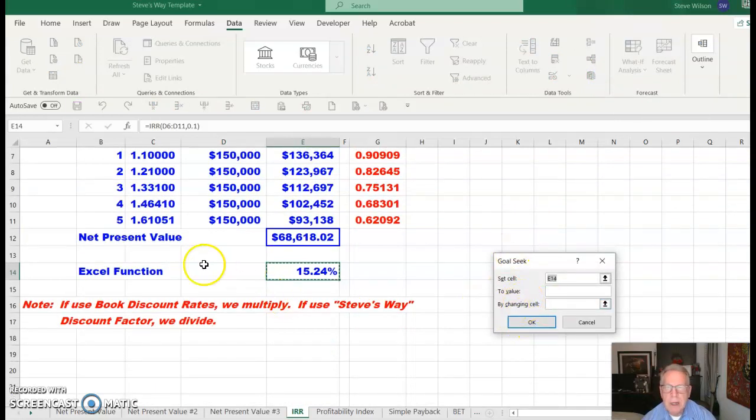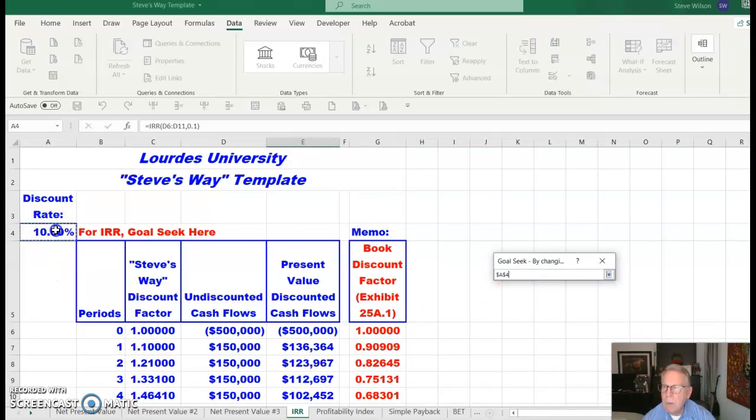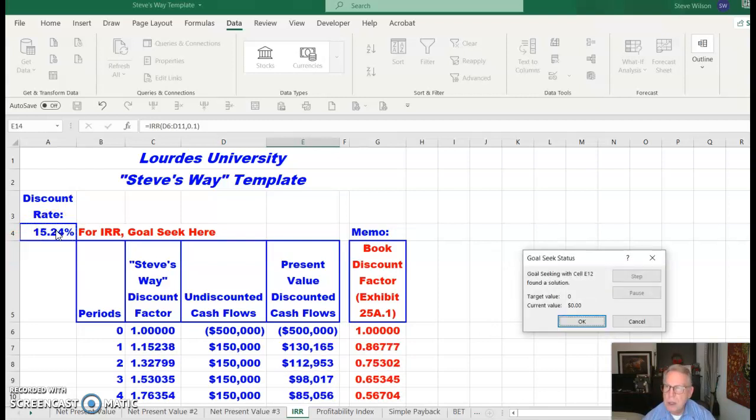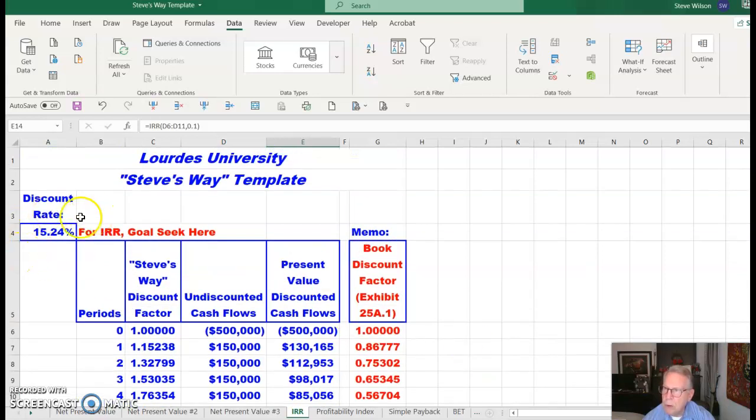And I'm going to set this cell, which is the net present value, equal to 0 by changing the discount rate. And if I change the discount rate to 15.24, you see that now the net present value is 0. And the discount rate that generates the net present value of 0 is your internal rate of return.